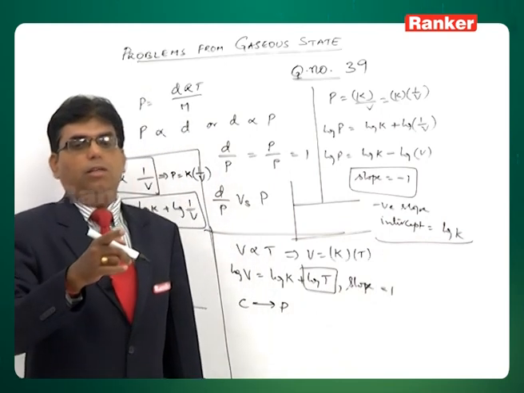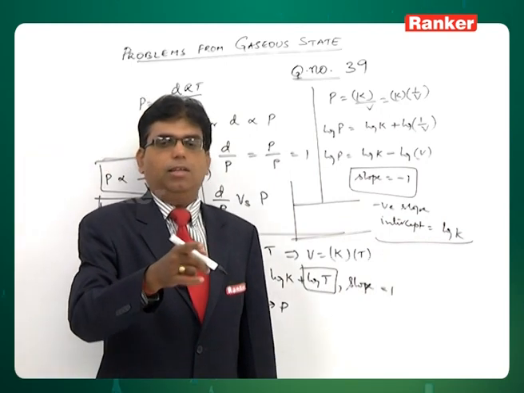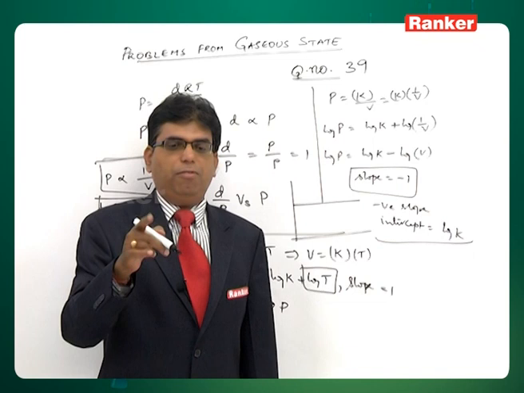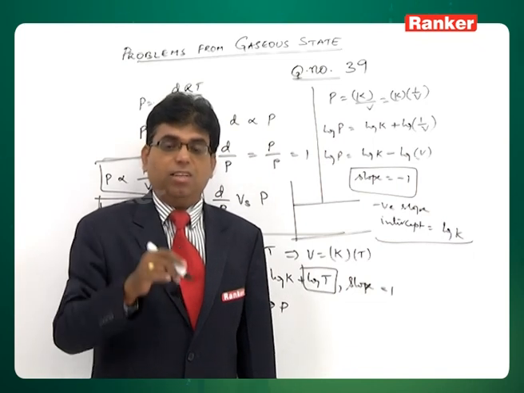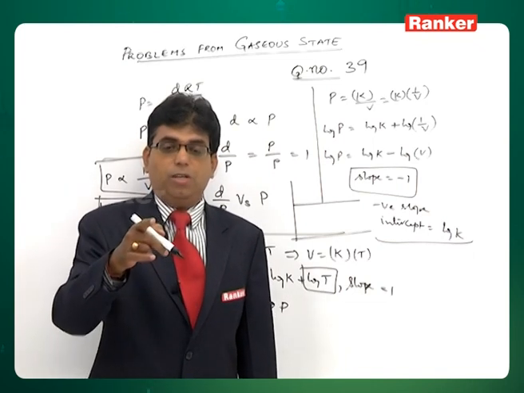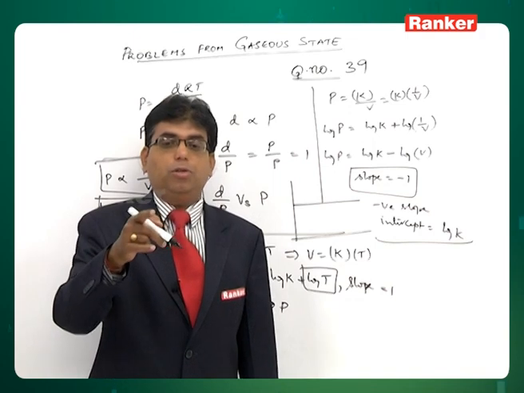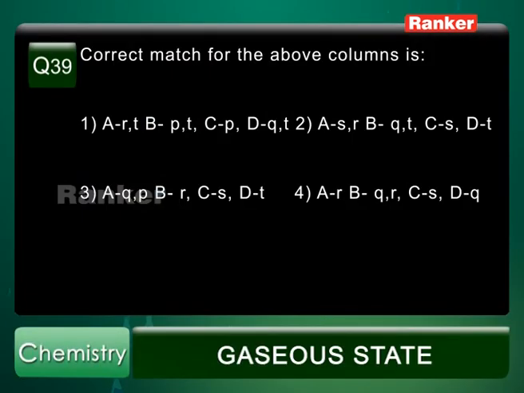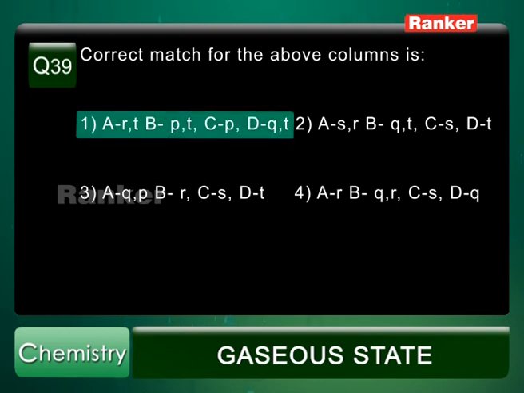So, the intercept is log K and negative slope. So, for the option D the correct answer is Q. So, overall finally if you look at it, and of course, this is again an isotherm, because the graph is drawn at constant temperature. So you will get both Q and T. So the correct option is A-R-T, B-P-T, C-P, D-Q-T. So the correct answer is option 1.